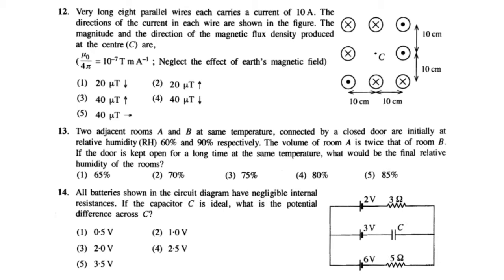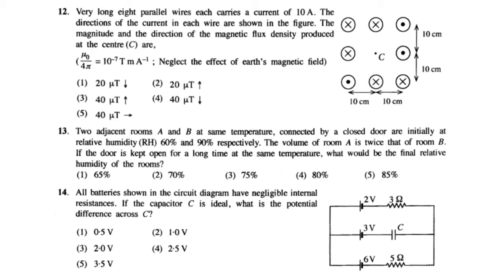Question number 13. Two adjacent rooms A and B at the same temperature are connected by a closed door, and their initial relative humidities are given. The volume of room A is twice that of room B, and they are asking for the final relative humidity of the rooms if the door is kept open for a long time at the same temperature. First of all, we define relative humidity. Relative humidity is the mass of water vapor present in air divided by the mass of water vapor needed for saturation.